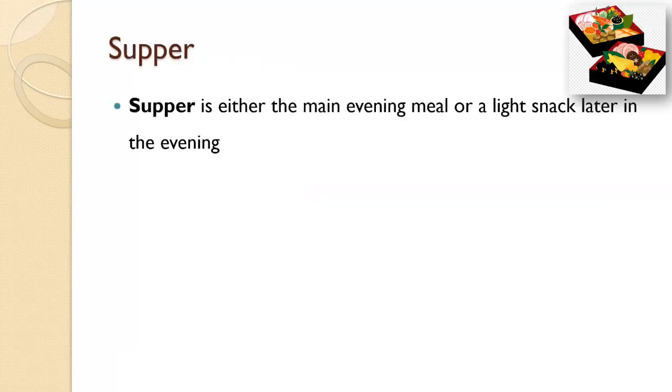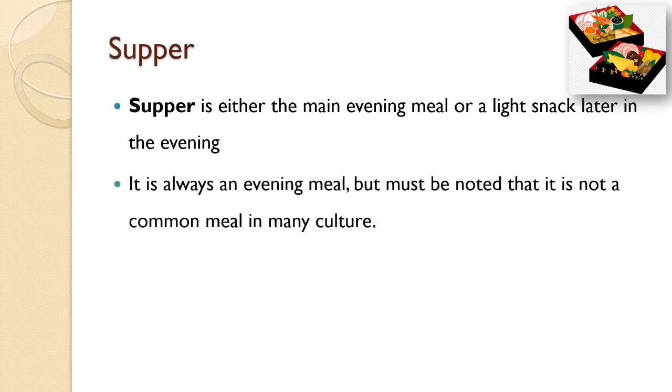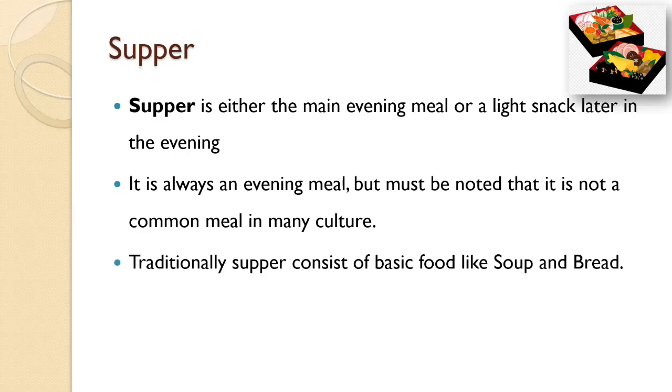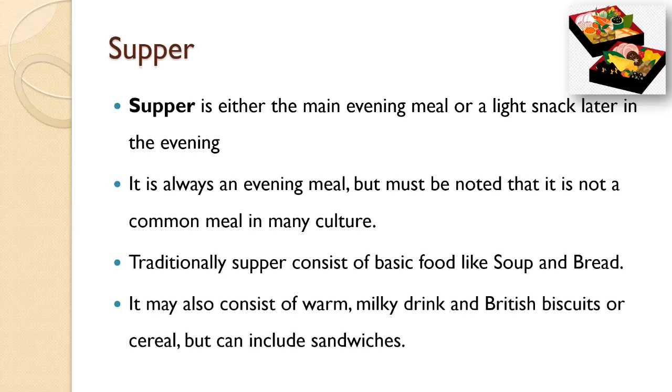Next is supper. Supper is either the main evening meal or a light snack later in the evening. If a person wants to skip one of the major meals, he can have a light snack for supper. It is always an evening meal, but it must be noted that it is not a common meal in many cultures. Traditionally, supper consists of basic food like soup with bread. It may also consist of a warm, milky drink and British biscuits or cereals, but can also include sandwiches.